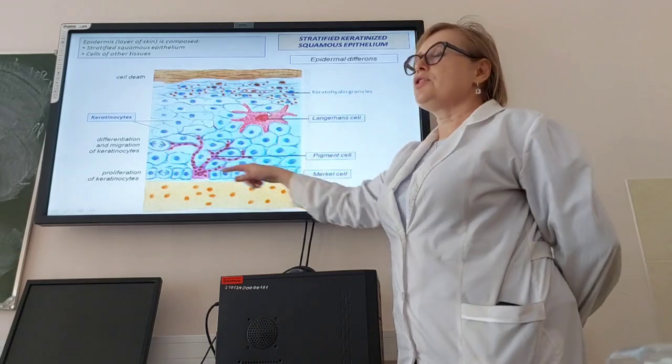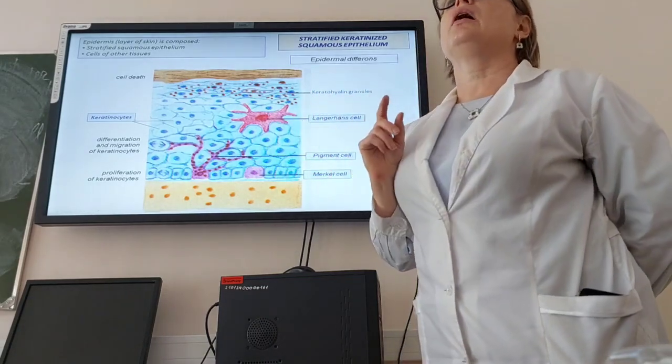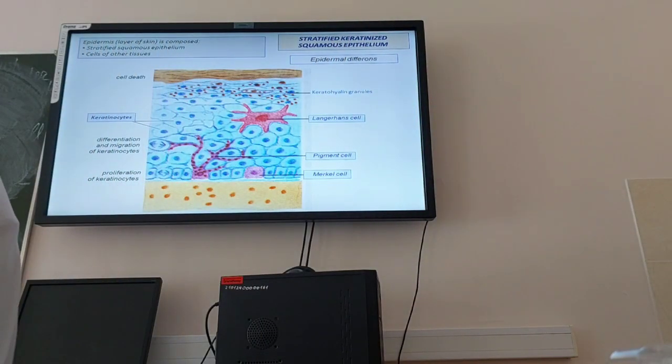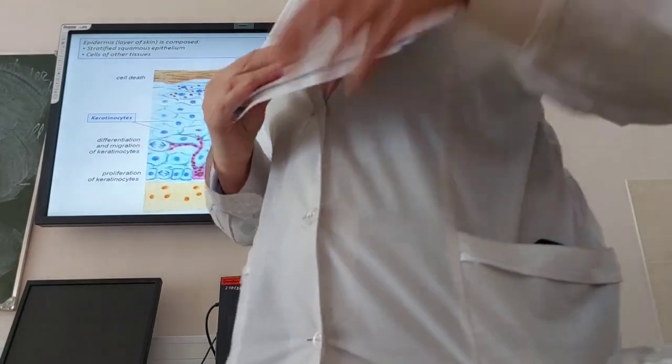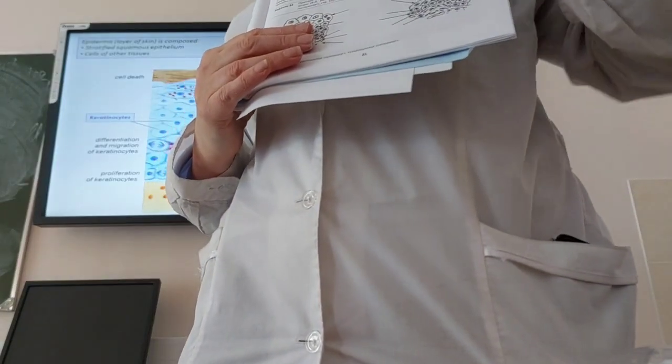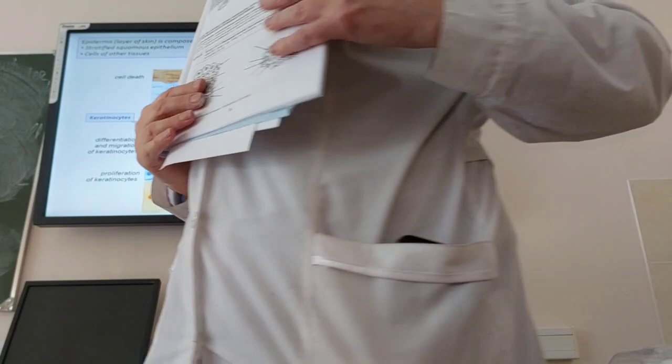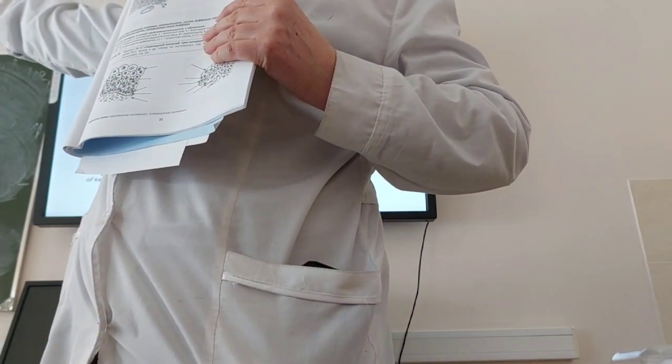So among keratinocytes we can see other differons. And this diagram here on the left demonstrates these different differons. And here you should identify these cells. Where is pigmental? Where is Langerhans? Where is Merkel cell? You should identify only here, not here. Here you only draw layers correctly. Okay?